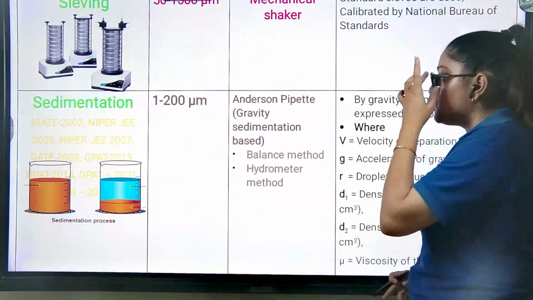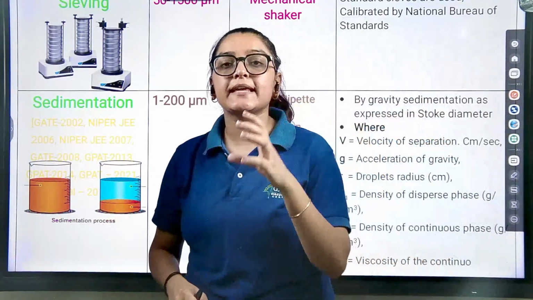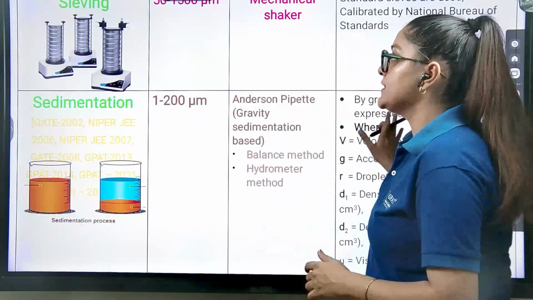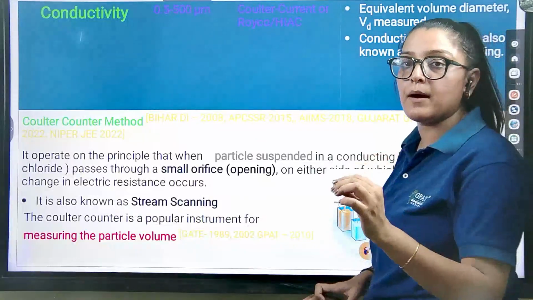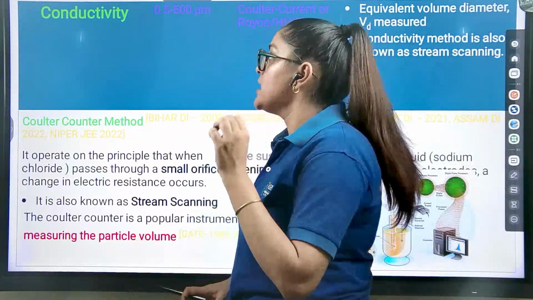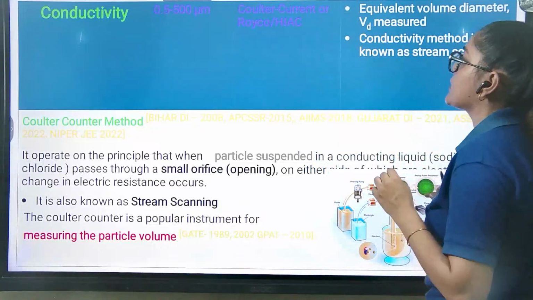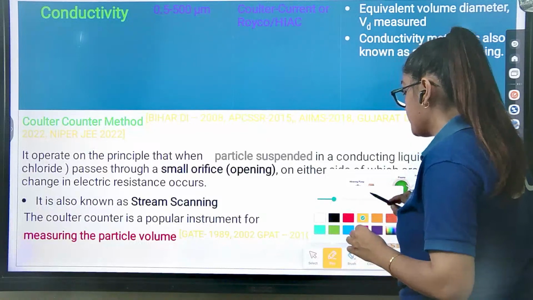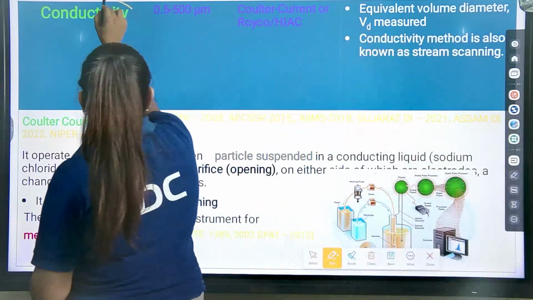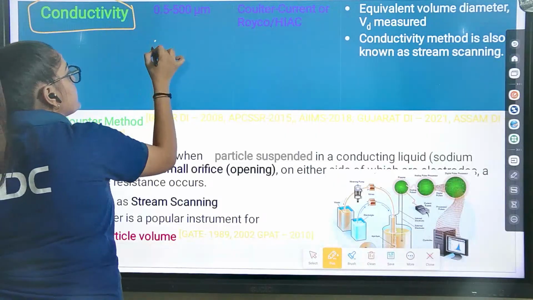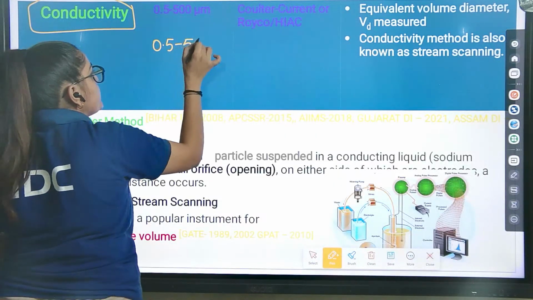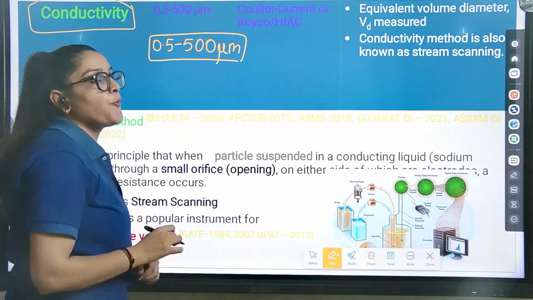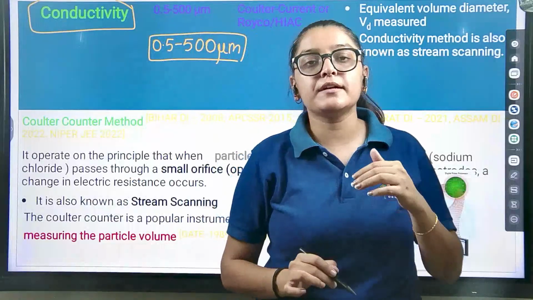Okay. So what we have learned? Optical microscopy. Second, we have learned sieving. Third, we have seen the sedimentation method. Okay. In the sedimentation method, never forget about the Stokes law equation. Last we have is the Coulter-Counter method. For the Coulter-Counter method, it is based on the conductivity. The size range will be 0.5 to 500 micrometer.